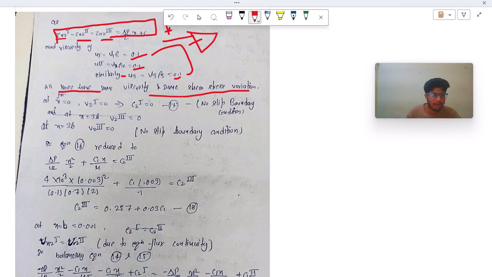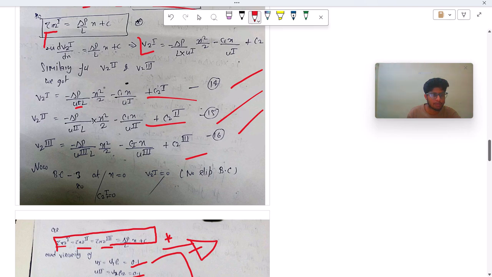So first of all, at x equal to 0, Vz1 equal to 0, as there is a no slip boundary condition, as the bottom plate is not moving. So the fluid attached to the bottom plate is also not moving. So we can assume that the velocity of that fluid is 0. So at x equal to 0, Vz1 equal to 0. From this we find that C21 equal to 0. Here you can see that if we put x equal to 0, Vz equal to 0, so C21 equal to 0.